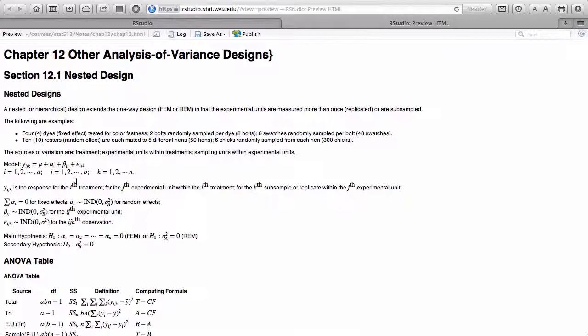And so this is our model. If we're doing dyes and we have 4 dyes, those 4 dyes are fixed. And then we have a random sample of bolts. A bolt is a roll of cloth. So we sample 2 bolts for each of the 4 dyes, so that's 8 bolts altogether. And then for each of the bolts, we sample 6 swatches, little pieces of material that we actually test. So that's 6 times 8, or 48 swatches. So there are 48 observations altogether.